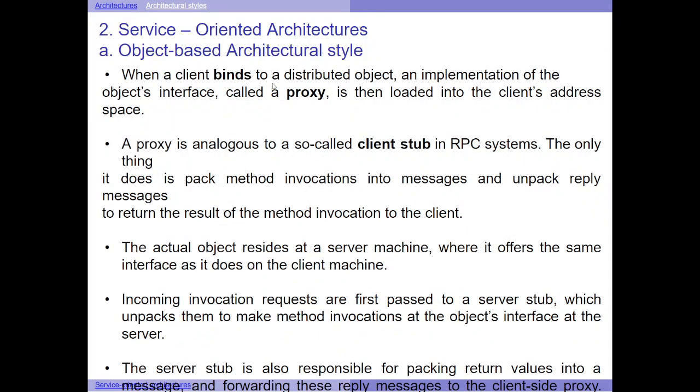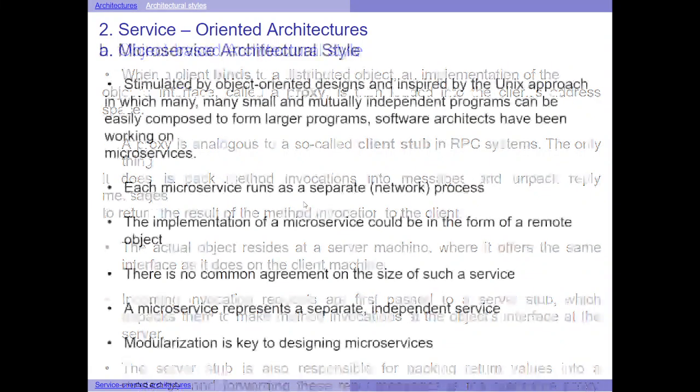So when a client binds to a distributed object, an implementation of this object's interface called a proxy is then loaded into the client address space. A proxy is analogous to a so-called client stub in an RPC system. The only thing it does is pack the method invocation message and unpack the reply message to return the result of the method invocation to the client. So basically it's saying this allows the client to send messages and unpack reply messages. It is the result of the method invocation by the client. Okay.